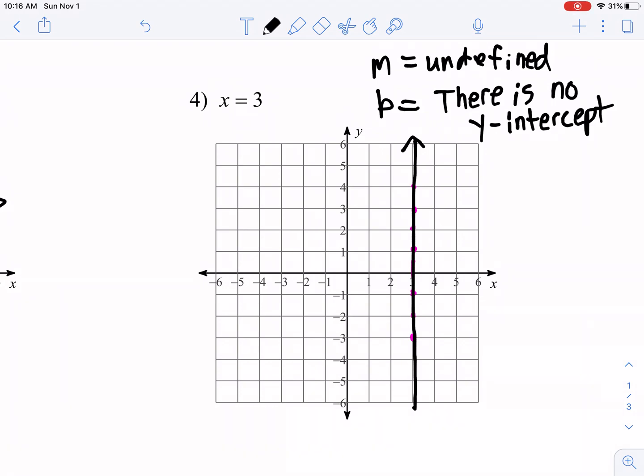But remember, when we say x equals 3, that's a vertical line that crosses right at x equals 3 here, okay? Every x value would be a 3. Notice, I have 3, 0, 3, 1, 3, 2, 3, 3, 3, negative 1, 3, negative 2, and so on. All of those points have an x value of 3.